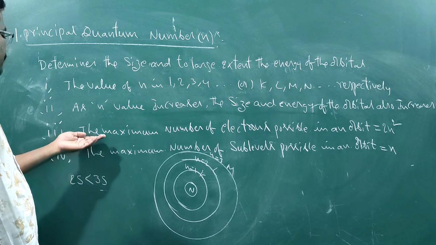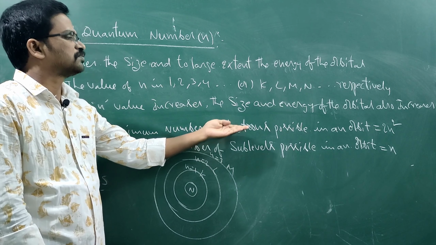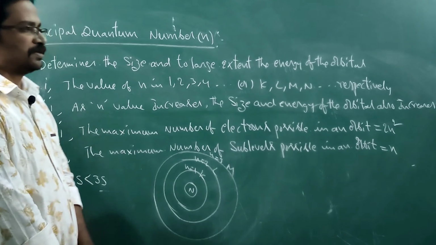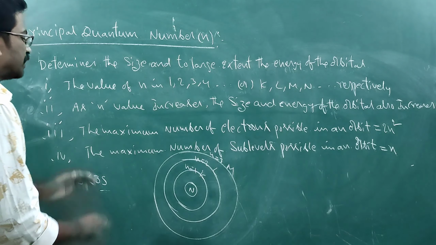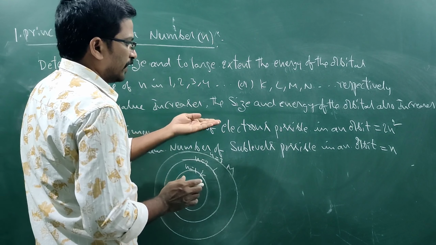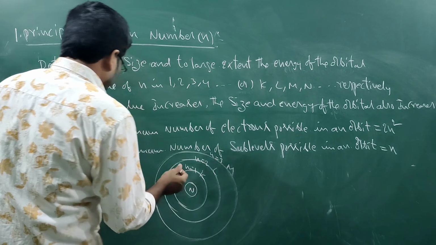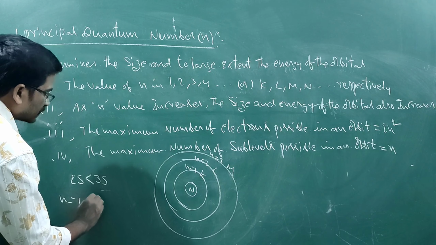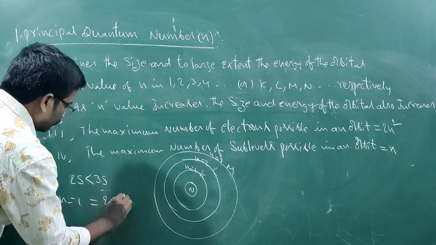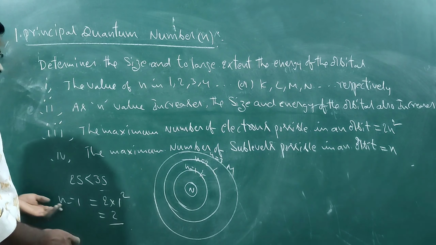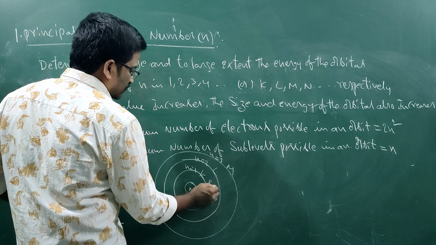Next point, the maximum number of electrons possible in an orbit is 2n square. Let us calculate the maximum number of possible electrons in an orbit using 2n square. How do we calculate? n is equal to 1. Put this into 2n square: 2 into 1 square means 2 electrons. So in the first orbit, 2 electrons are possible.